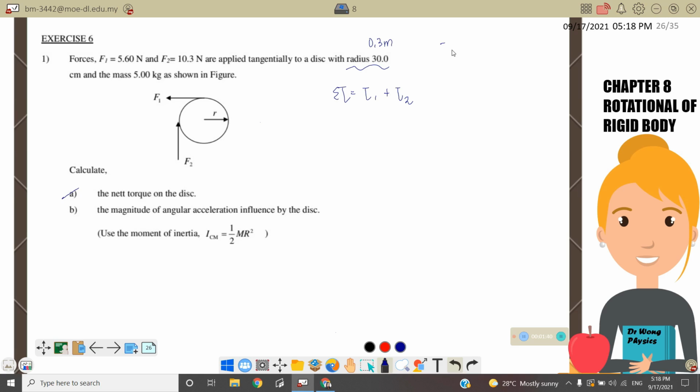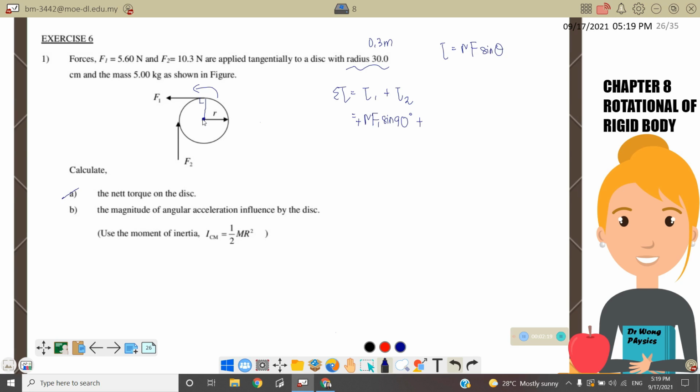Where we know that torque equals r F sine theta. So here for F1, the radius is from the center, and the angle between radius and F is 90 degrees. So we can write torque 1 is r F1 sine 90 degree. Radius is going up and F1 is going to the left, meaning that it's actually anti-clockwise. So when we say anti-clockwise, torque is positive.